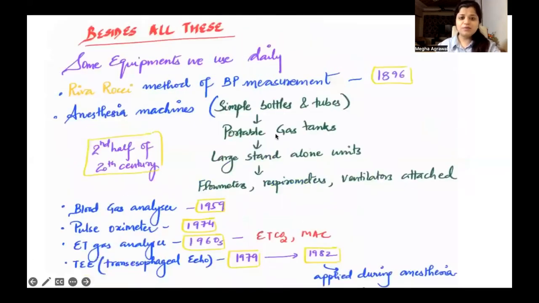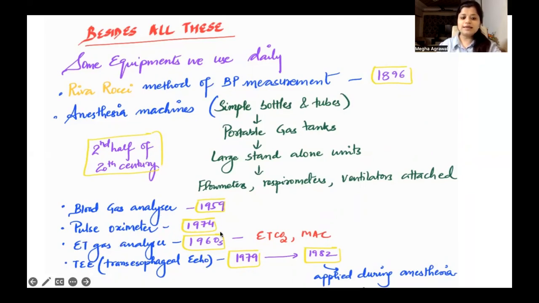Besides all this, there are some equipments which you'll be using daily in your operation theaters. Riva-Rocci method for BP measurement was introduced in 1896. The anesthesia machines evolved from simple ether bottles and tubes to portable gas tanks, large standalone units, and now the anesthesia workstation, which has flow meters, respirometers, and ventilators attached. This all evolved during the second half of the 20th century. Then there is the blood gas analyzer in the anesthesia machines.